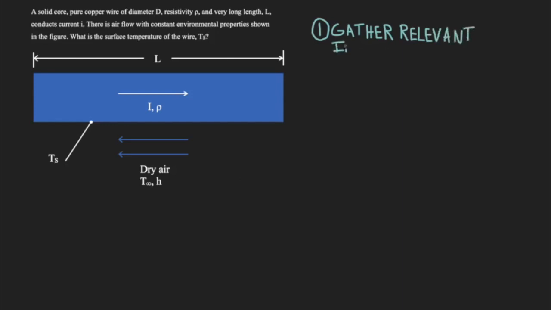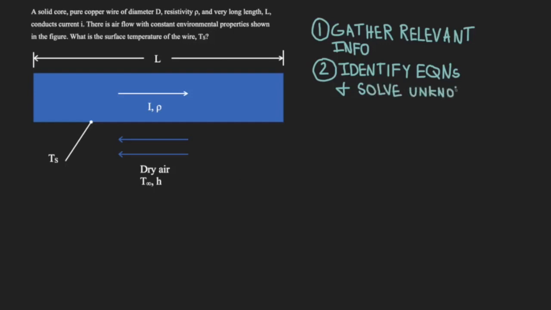We're going to break this problem down into 3 steps. We don't really need to draw a diagram. For step 1, we're going to gather the relevant information presented in the problem. Step 2, we're going to identify the equations based on that information and then solve our unknowns. And lastly, step 3 is going to be to go back, review the problem, and make sure we're answering in the appropriate way.